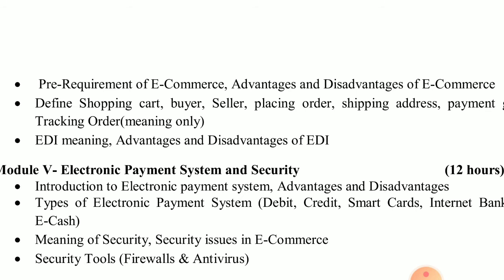Then define shopping cart. See here, if you buy anything online, you will know the knowledge of this. Shopping cart means what, buyer means what, seller means what, placing order means what. Then shipping address, payment gateways.